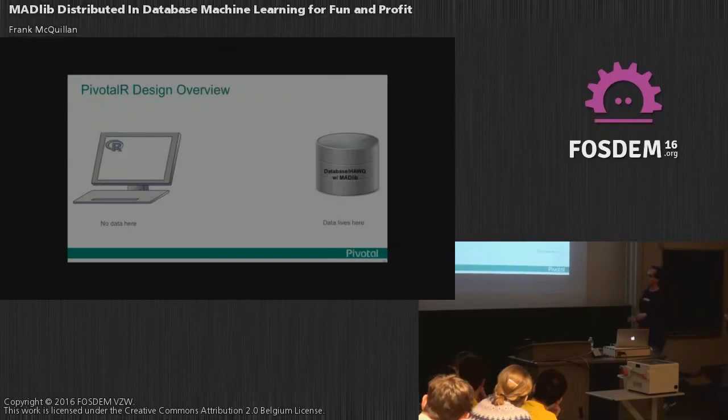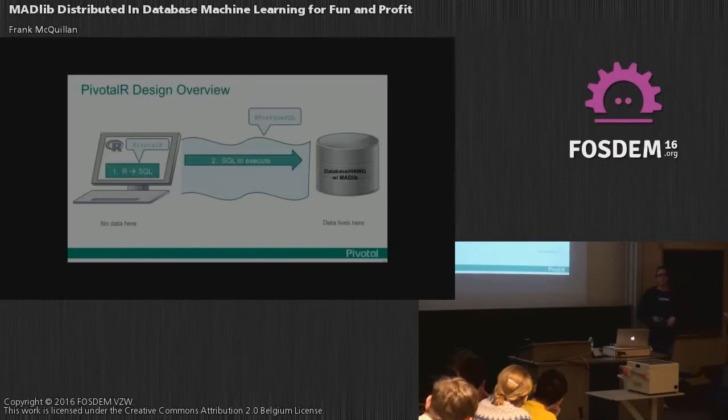The way that works is that you write regular R on the client, that converts it to SQL, it executes in the database, that's where the data lives, and then it returns the result set back to the client. So the big data, if you will, is in the database, and the result set comes back to the client.